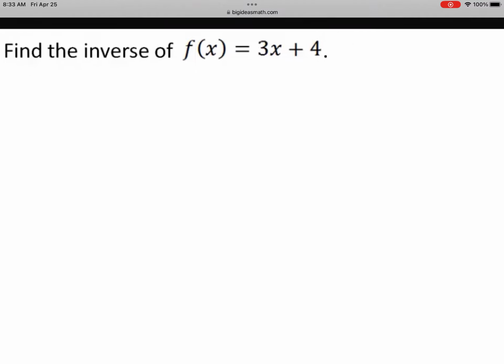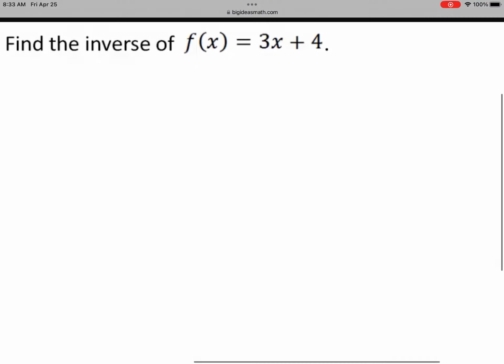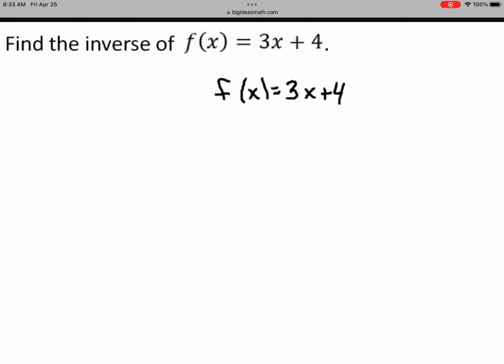Find the inverse of f of x equals 3x plus 4. Begin by writing the function, then set y equal to f of x. Now switch x and y in the equation and solve for y.